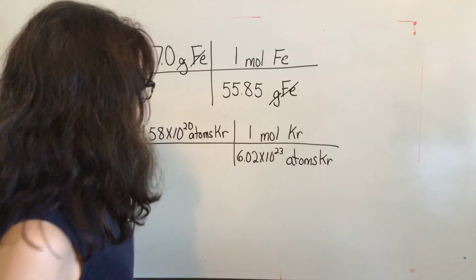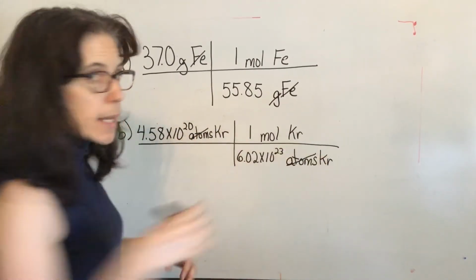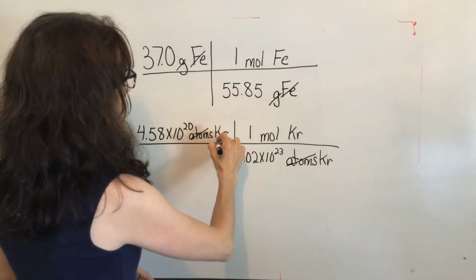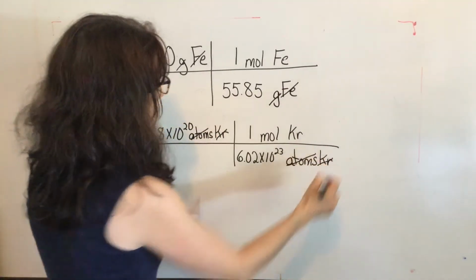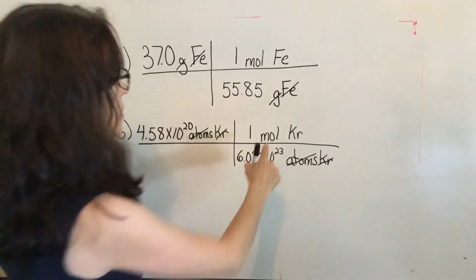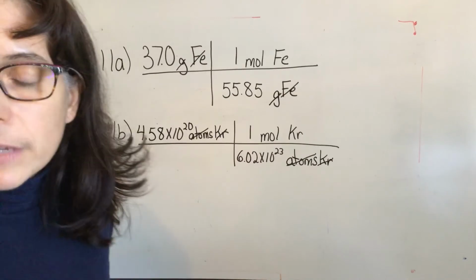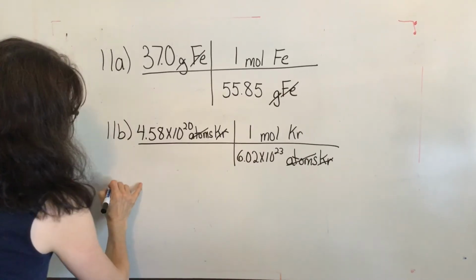Did we set it up correctly? Well, atoms is on both the top and the bottom, so it will cancel out. Krypton is also in the numerator and the denominator, so that cancels out, and this will help us determine the moles of krypton. 11C.